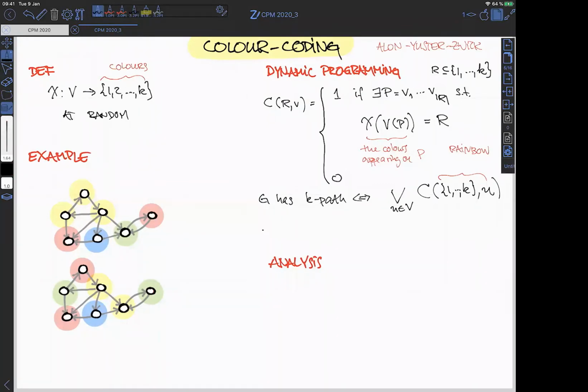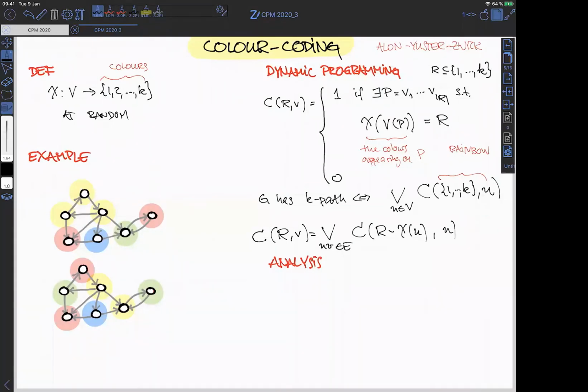And just to spell this out, this also allows a natural dynamic programming algorithm, which looks a bit like the one we already had for the walk sum. So let's see, it has to end in u, and then it has to use all the colors already in R except for the color of u, which will be added when we add u. So if you like dynamic programming, this should be completely banal for you.